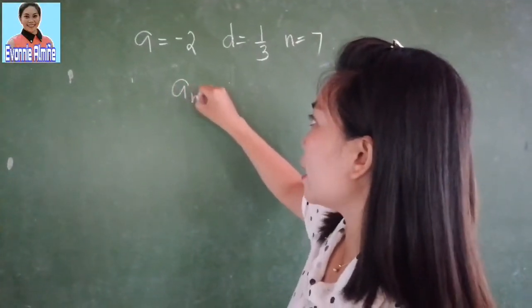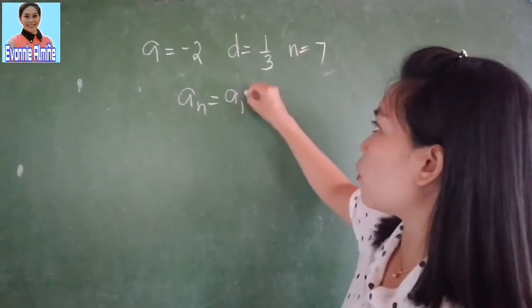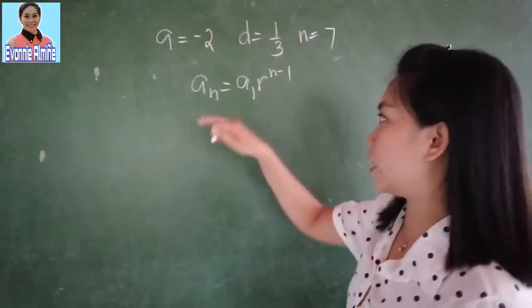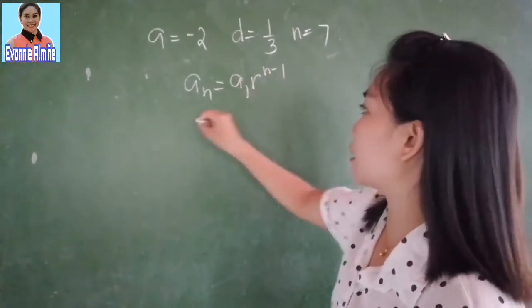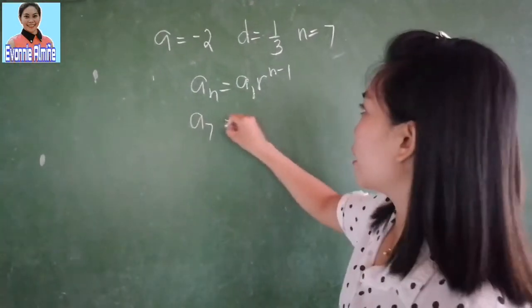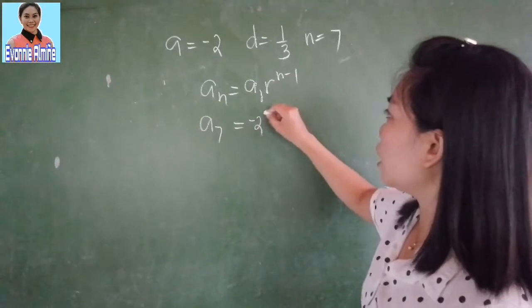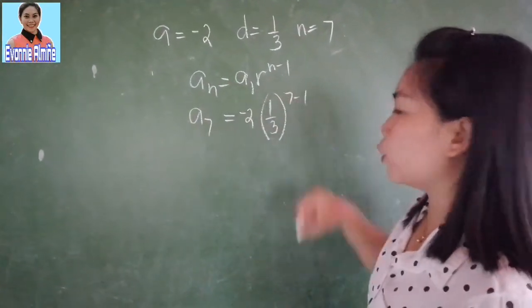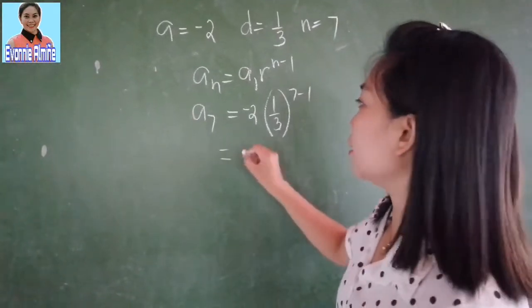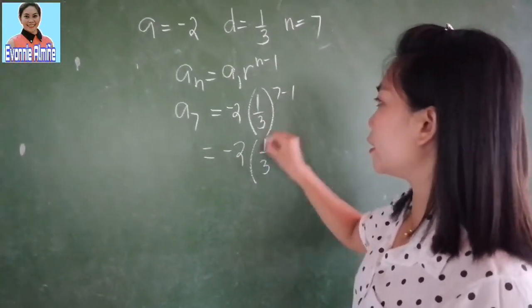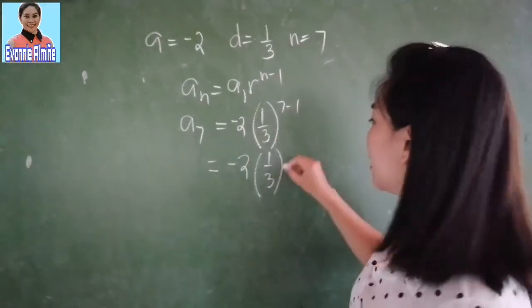So let us find out. Following the formula, a sub n is equal to a sub 1 r raised to n minus 1. Now, let us substitute the given values. So, n is 7. Therefore, we need to find a sub 7. The first term is negative 2, the common ratio is 1/3, then 7 minus 1. Bring down negative 2, bring down 1/3. 7 minus 1 is 6.